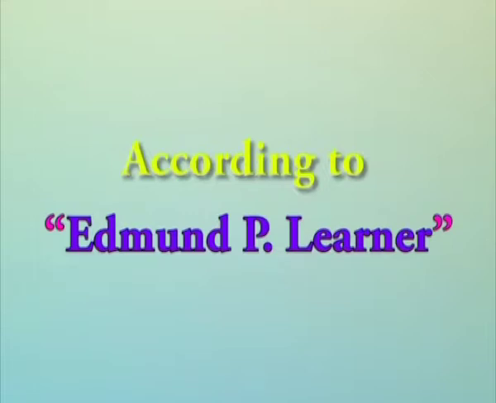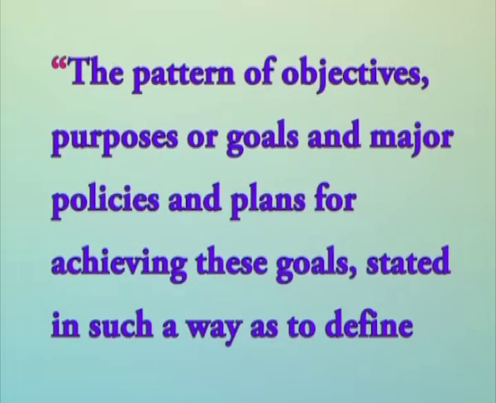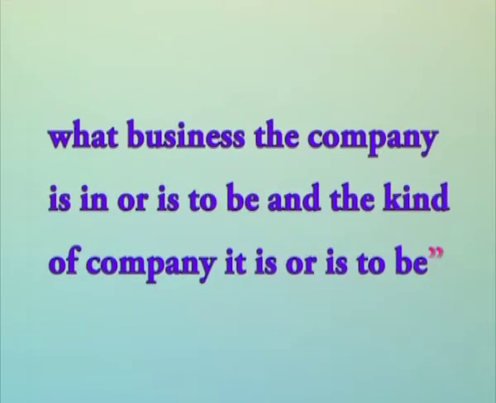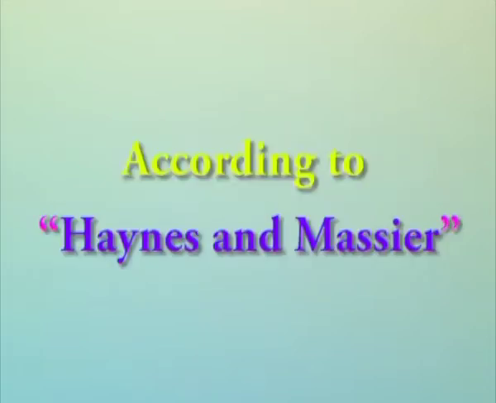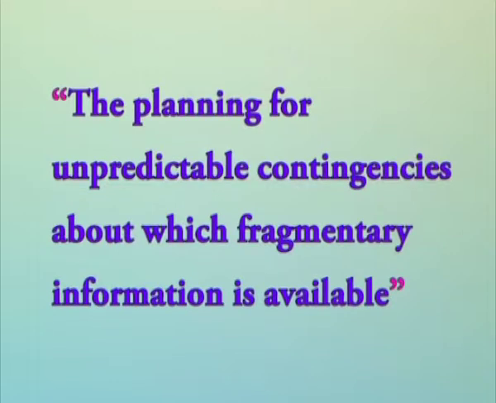According to Edmund P. Learned, strategy is the pattern of objectives, purposes or goals and major policies and plans for achieving these goals, stated in such a way as to define what business the company is in or is to be, and the kind of company it is or is to be. According to Haynes and Massie, it is the planning for unpredictable contingencies about which fragmentary information is available.